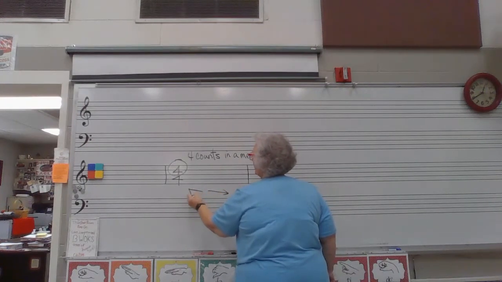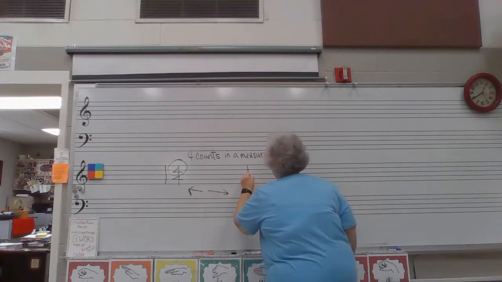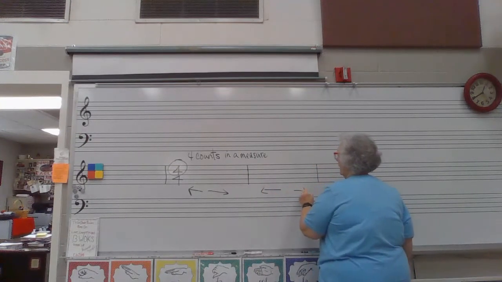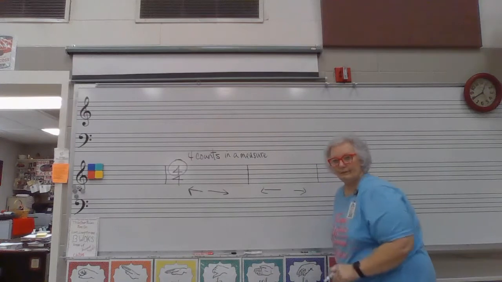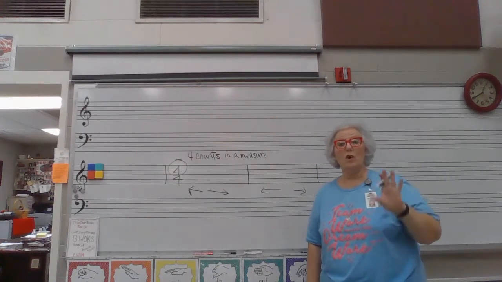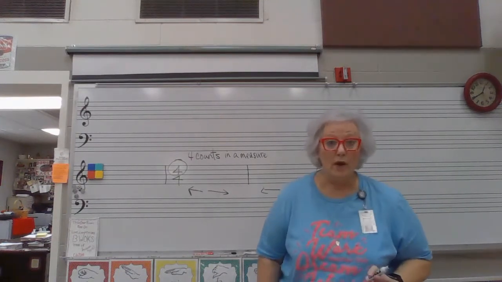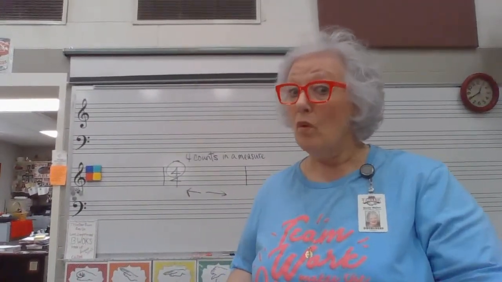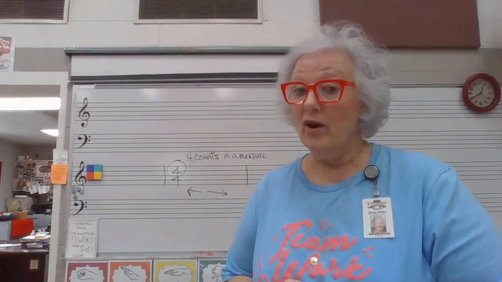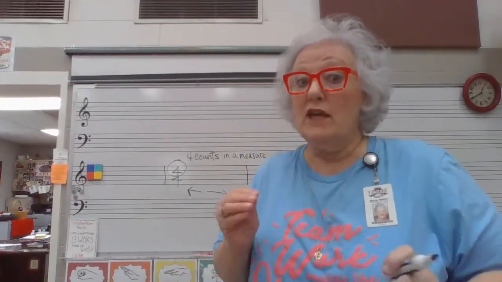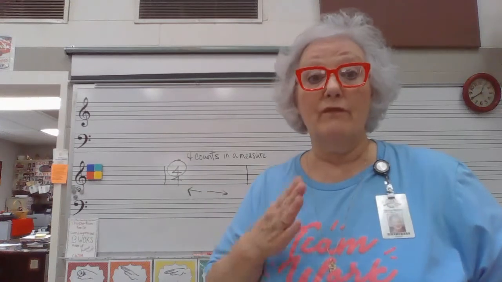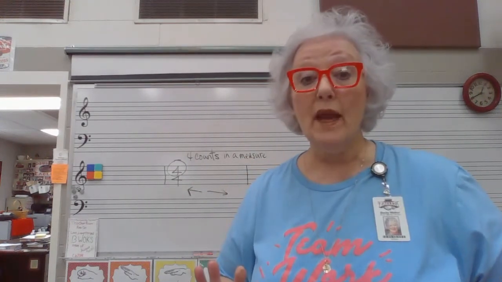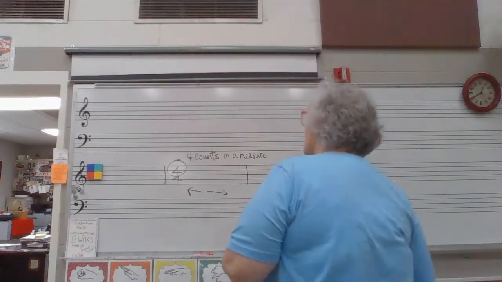Here's our measure. Bar line, bar line. Here's our measure. All right? So we can have 4 counts. Not 4 notes. Now we could have 4 notes, but we could have less than 4 notes, or we could have more than 4 notes. It doesn't matter, just as long as it's no more than 4 counts. All right? No more than 4 counts per measure. So let's do a few.